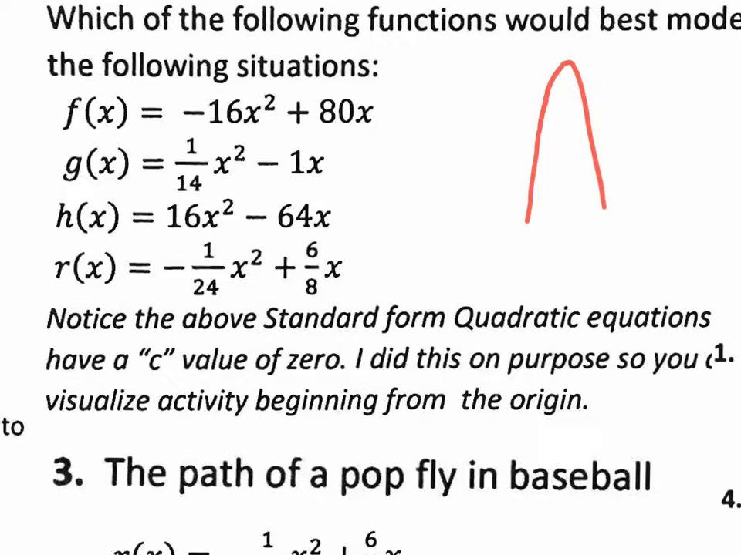So obviously it's either r of x or f of x. Now this one would be really wide. That's not that situation. This one's very narrow, so that would be the correct one for the path of a pop fly in baseball. So everybody jot down f of x for number 3, the path of a pop fly in baseball. So let's try number 4.